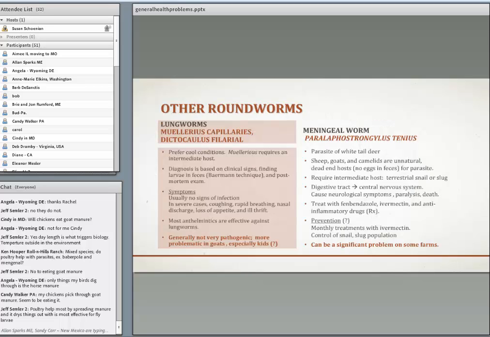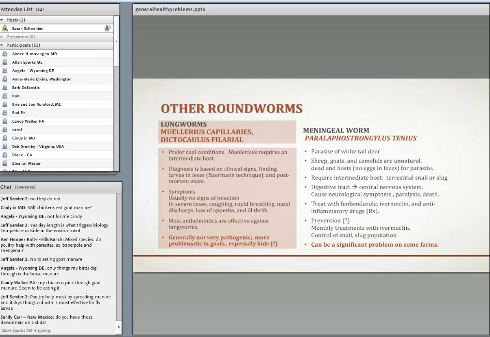Okay, what about the other roundworms? There's basically two I want to talk about here. First one is lungworms, and there's two different species. One requires an intermediate host, one doesn't. Where the barber pole worm is a warm weather, actually even historically a tropical parasite, lungworms are more of a wet climate parasite, so in wet conditions.